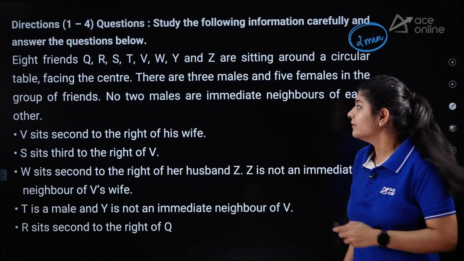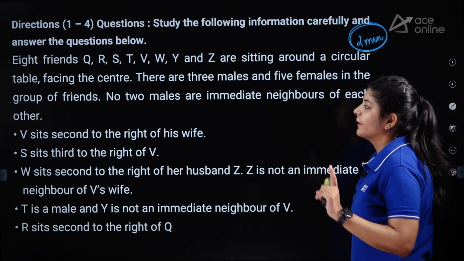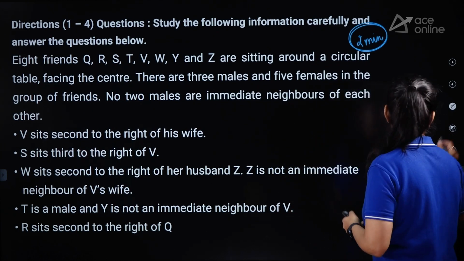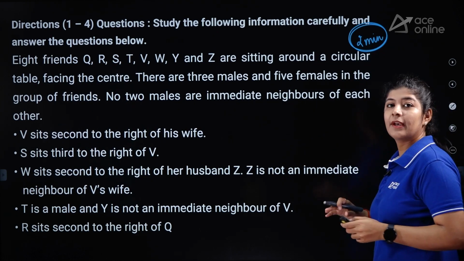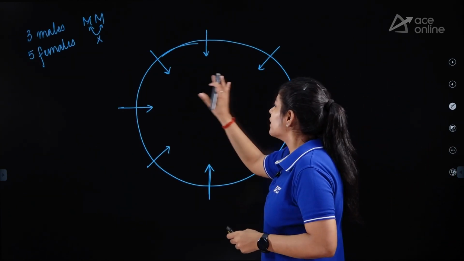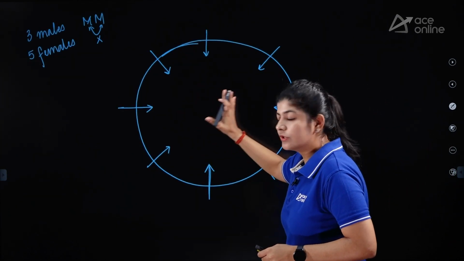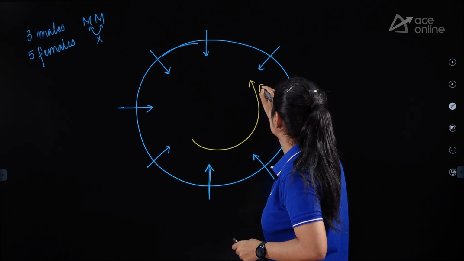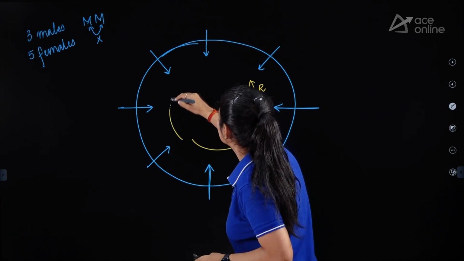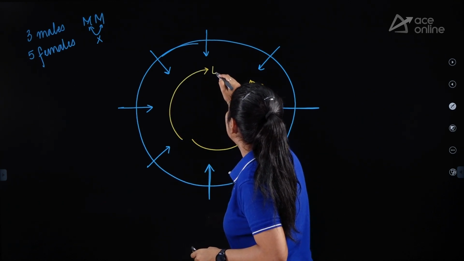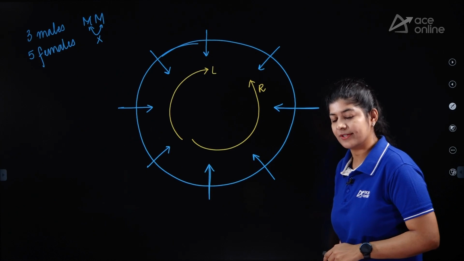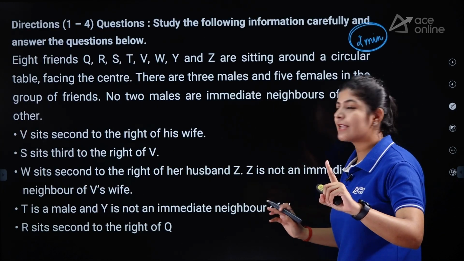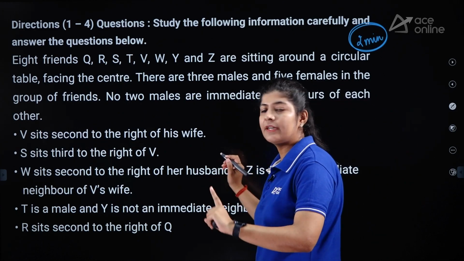Okay. Now the first clue says that V sits second to the right of his wife. So if all of them are facing towards the center, we can say that this is the right direction to all of them, and this one is the left direction. Is that clear? Okay. Now for V, the question says that V sits second to the right of his wife.